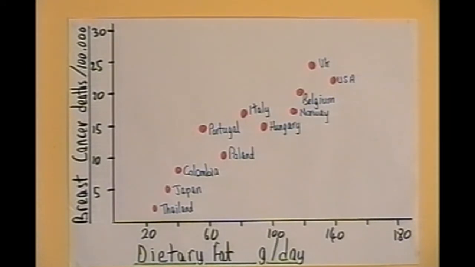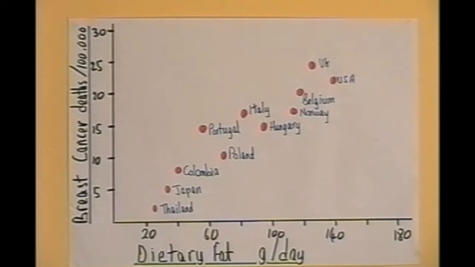Now, so far, the examples we've used might have been a little abstract. Let's now look at a much more meaningful example. This scale here looks at the amount of dietary fat consumed on average per day. This variable here looks at breast cancer deaths per year per 100,000 of the female population. So the 2 variables here are dietary fat consumed per day and breast cancer deaths.